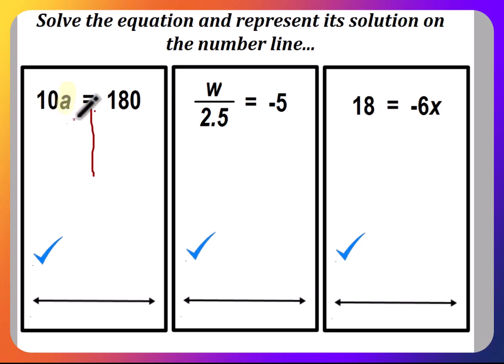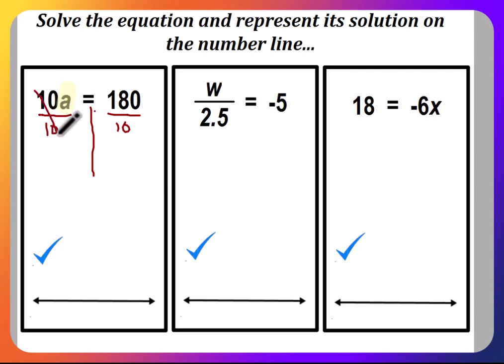Well, it's 10 times a. So we have to do the opposite of that. The opposite of multiplying by 10 is dividing by 10. That's the inverse operation. And we're going to show the division, our new way of showing division with the fraction bar. So I'm going to divide by 10. What you do to one side, you have to do to the other side. So you divide the numbers.